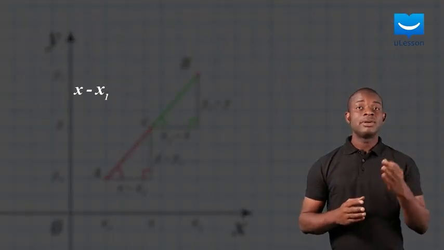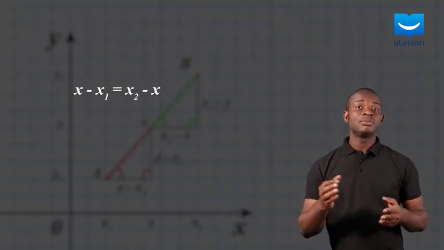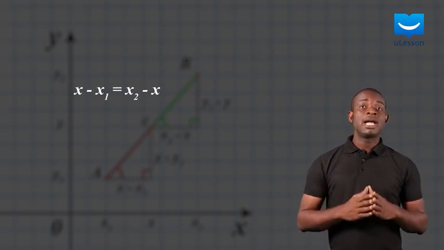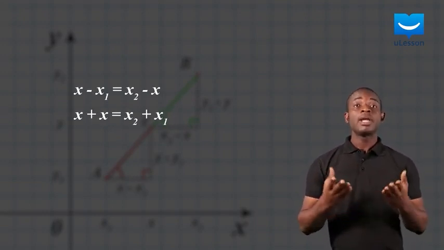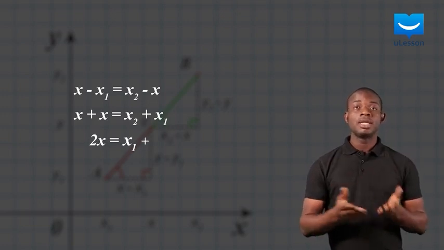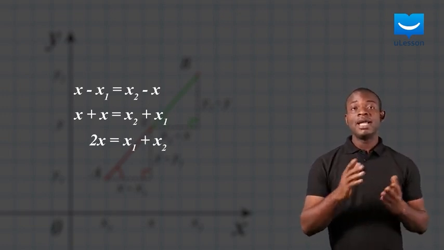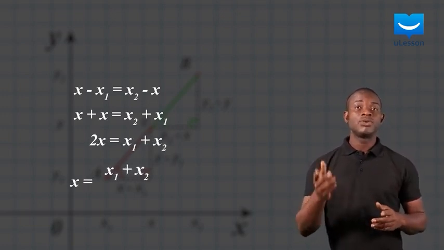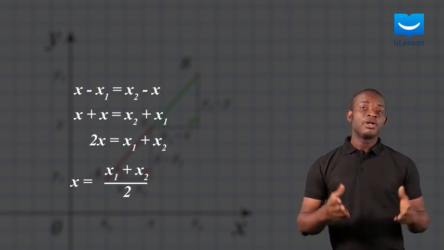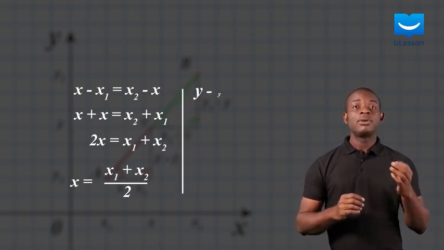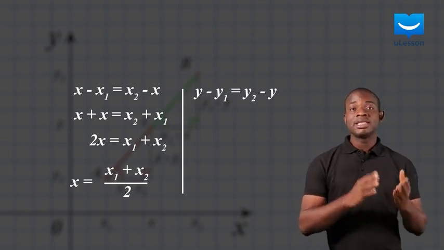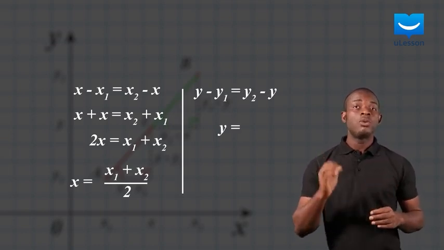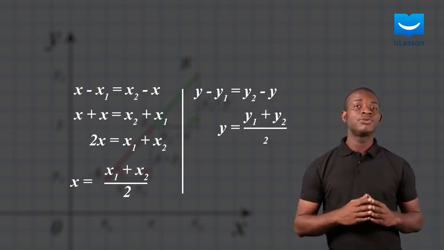Therefore, both triangles are congruent since they have right angles. Hence, x minus x1 equals x2 minus x. Collecting like terms, x plus x equals x2 plus x1. Hence, 2x equals x1 plus x2. Finally, x equals (x1 plus x2) divided by 2. For the vertical component, y minus y1 equals y2 minus y. Collecting like terms and simplifying, y equals (y1 plus y2) divided by 2.